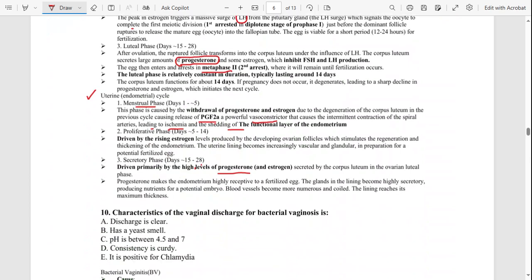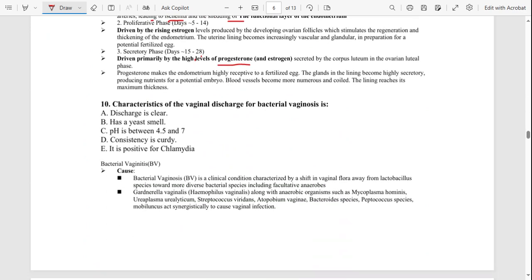Okay, so anyone to help with this one? A feature of bacterial vaginosis. Anyone? Okay. Okay, thank you so much.